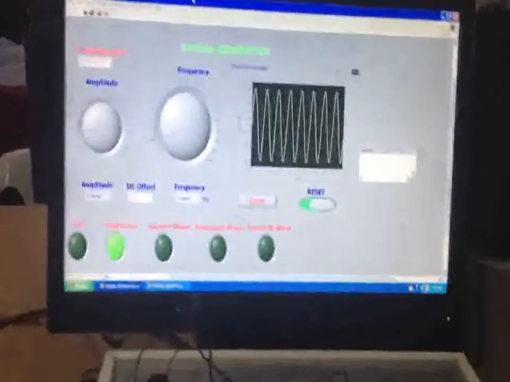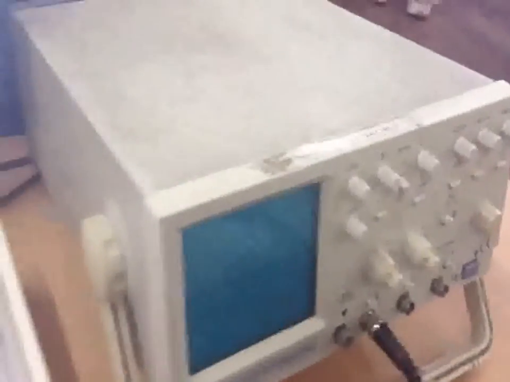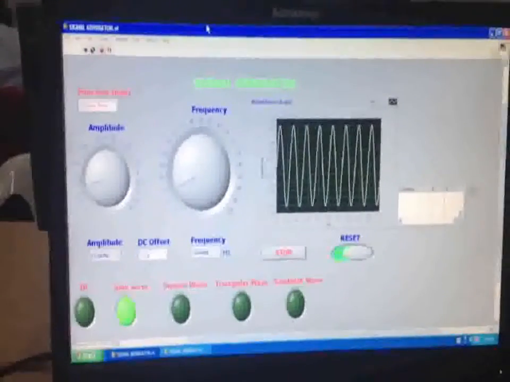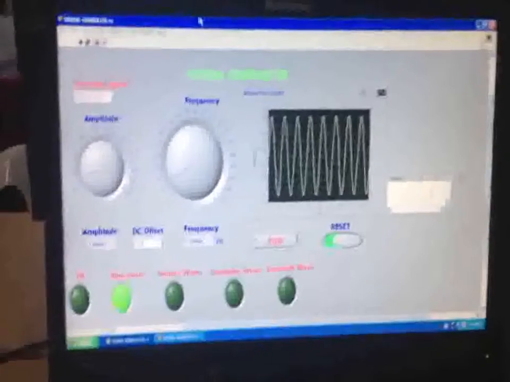Firstly, LabView, Arduino UNO kit, analog amplifier, and CRO. Let us discuss about LabView. It is a graphical programming language. With this, we can interface hardware device and control them by using the virtual machine.